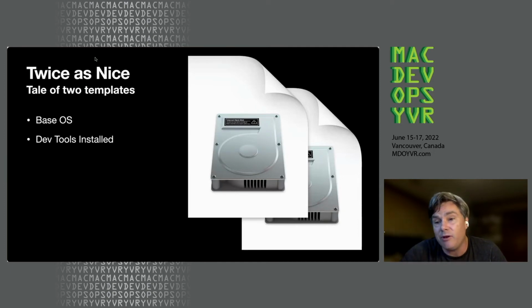One is the base operating system. This is just macOS configured to run in your environment and nothing else. That's your base. Then you make a clone off of that that adds in the developer tools. And so when you get that, you've got this base image that's static, and you would then have this developer tools image that is on top of it.